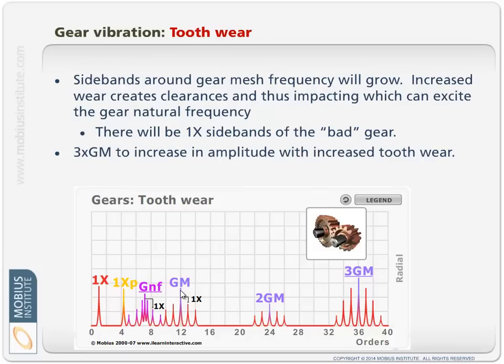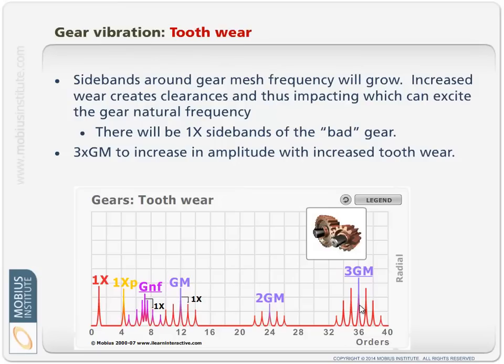mesh frequency. Now, here I'm showing gear mesh, twice gear mesh, 3 times gear mesh. You may see 3 times gear mesh rise in amplitude. Look, these are guides. They've been published, the vibration's been experienced, but particularly with gearboxes that are potentially quite critical components, I would be reluctant to make a call purely on what I saw on the spectrum.